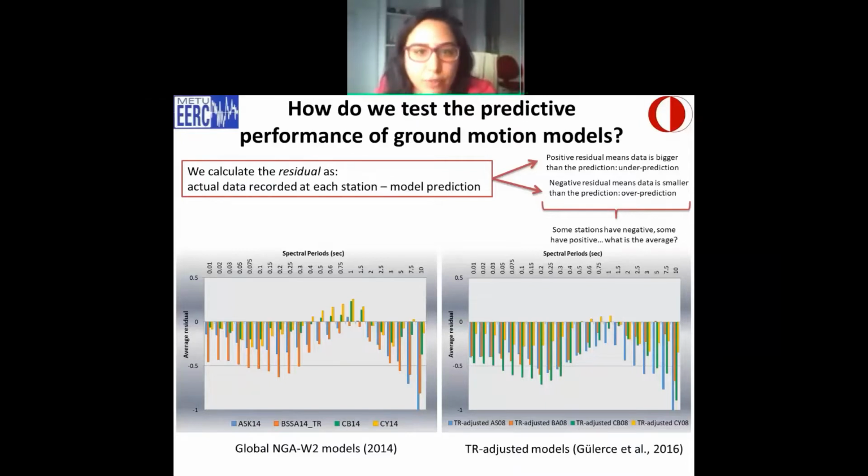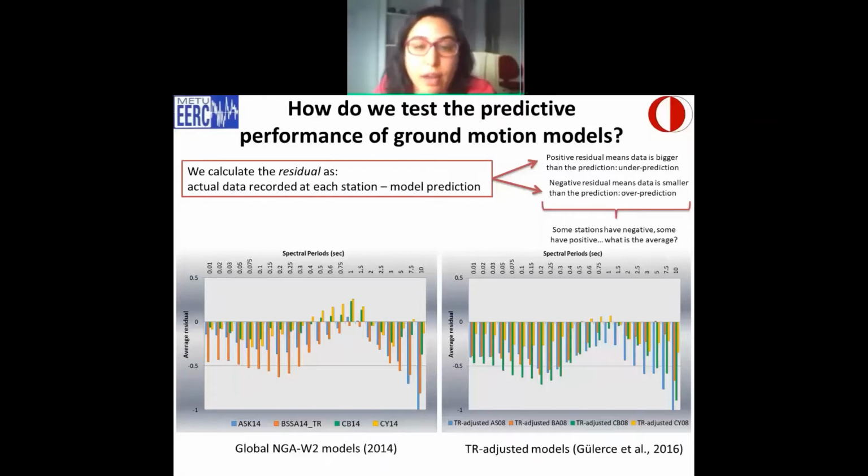The actual data recorded at the station minus the model prediction gives you the residual. The residual can be positive or negative. A positive residual means that the data is bigger than the prediction, so the model is under-predicting the data. A negative residual means that the data is smaller than the prediction, so the model over-predicts the data.